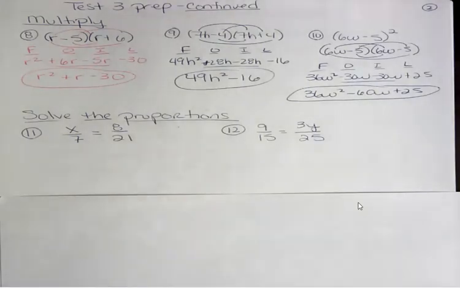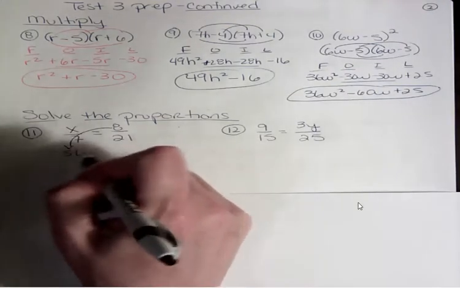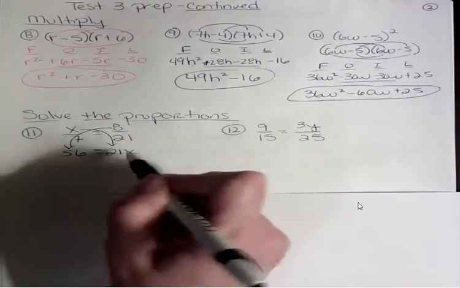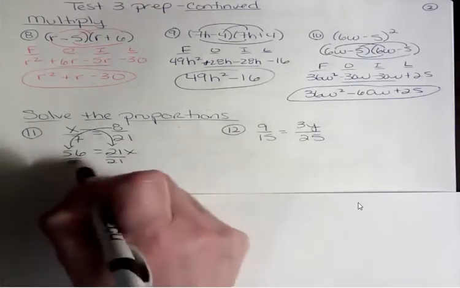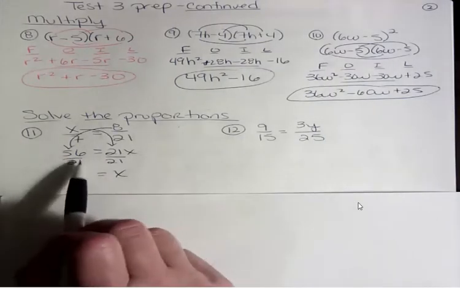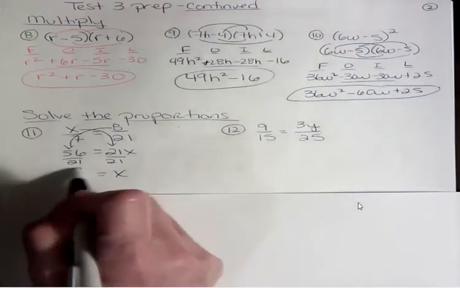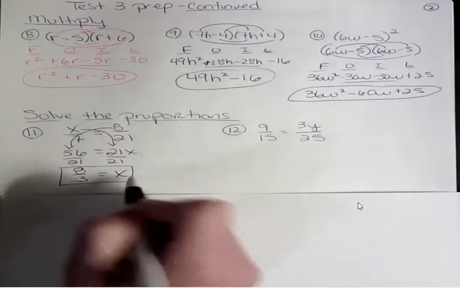So if you multiply 7 times 8, you get 56. That's the means. And then you multiply the extremes, you get 21x. Divide both sides by 21, and then reduce to the lowest terms. Don't change it into a decimal. Lowest terms here, 7 goes into both of these, so we get 8/3. There's our final answer.